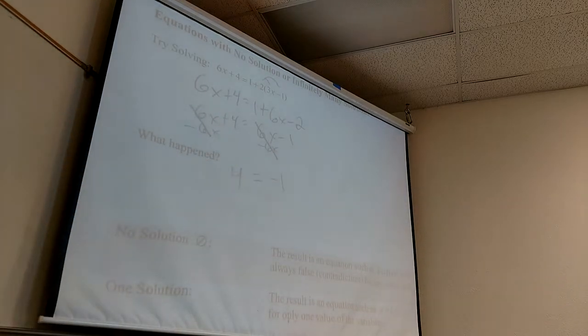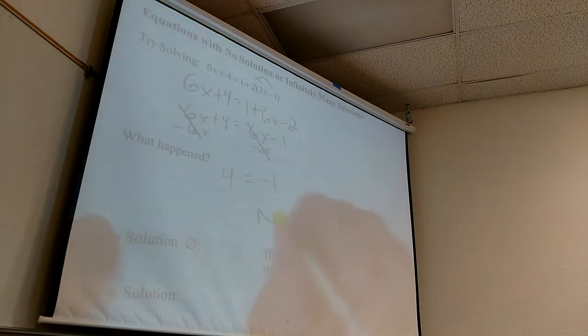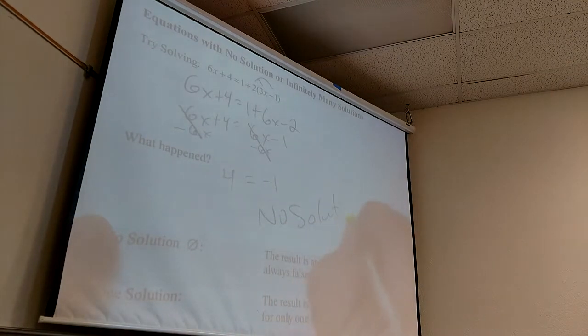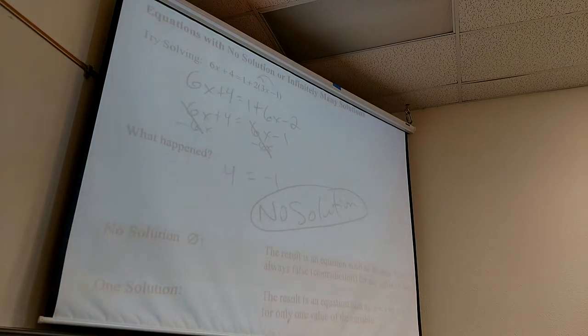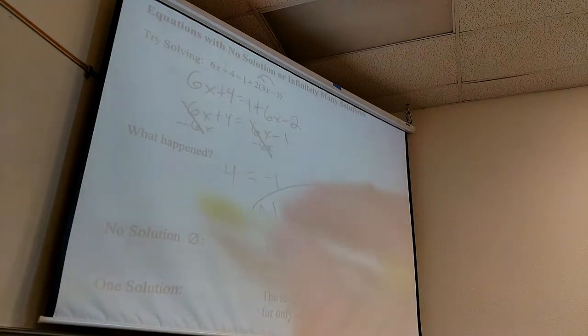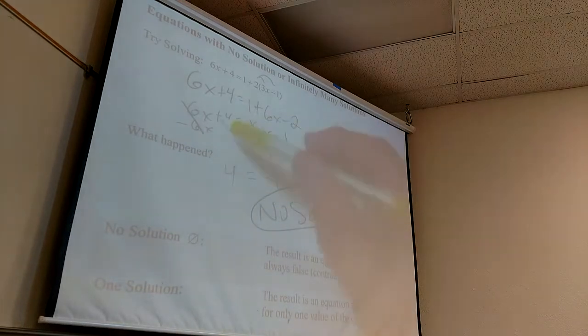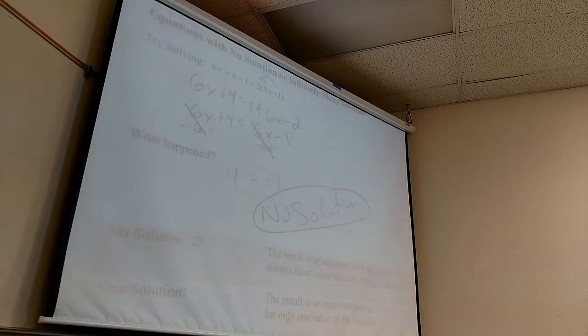No solution. So on an exam or a test or a quiz or a homework, do you have to write out the problem, or do you have to write no solution? You do exactly this. You solve it. You get to this point. You don't circle 4 equals negative 1. You have to interpret what that means. Now, let's do another problem. What if the problem was this?